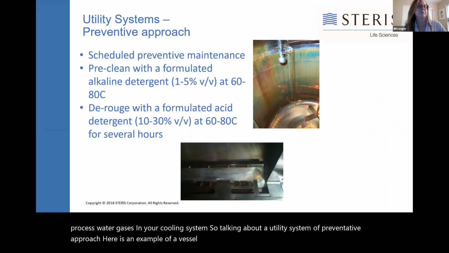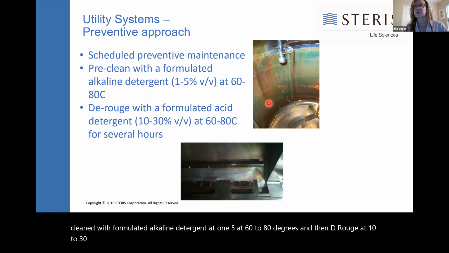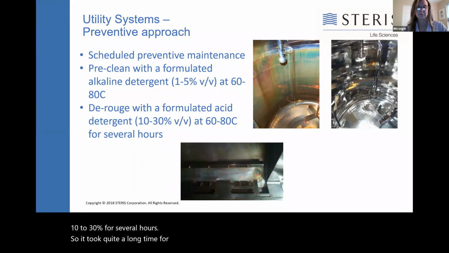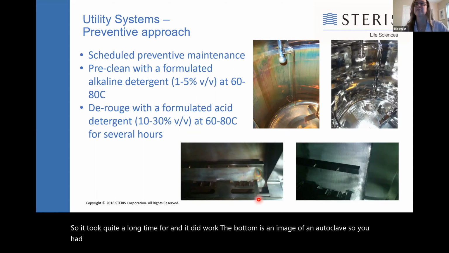So talking about a utility system, a preventative approach, here's an example of a vessel that had a scheduled preventative maintenance, pre-cleaned with formulated alkaline detergent at 1 to 5% at 60 to 80 degrees, and then derouged at 10 to 30% for several hours. So it took quite a long time for that. And, you know, it did work. The bottom is an image of an autoclave. So you had what it looked like as found and then after treatment.